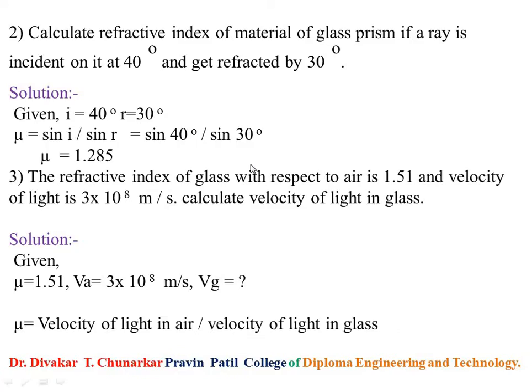So, our second numerical problem: calculate the refractive index of the material of a glass prism if a ray is incident on it at 40 degrees and gets refracted by 30 degrees. This is the numerical problem we have been given. In this problem, we are given the angle of incidence, that is 40 degrees, and the angle of refraction, 30 degrees.